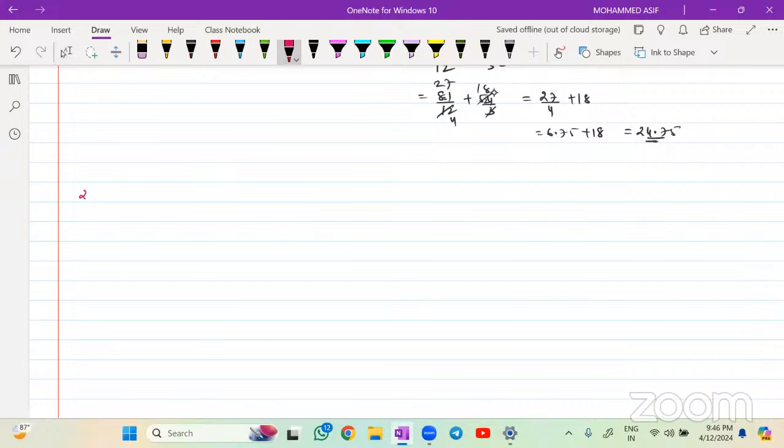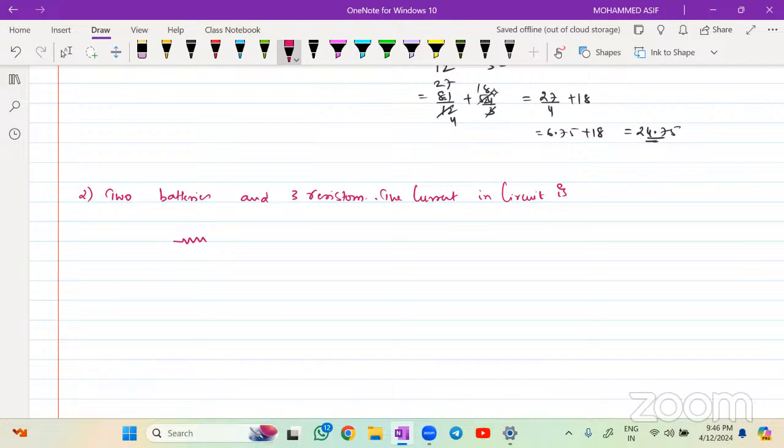Let's go to the next question, beta. Let's say for example, the question is something like this. You have got 2 batteries and 3 resistors. The current in the circuit is... This is a diagram given. There is one resistor here. There is one cell, positive and negative. There is one more resistor here right now. And to this one, we are connecting one more resistor.